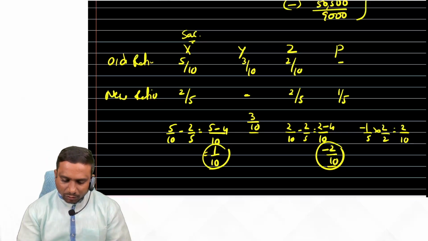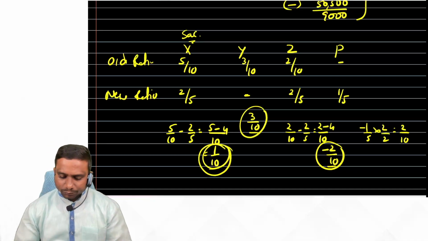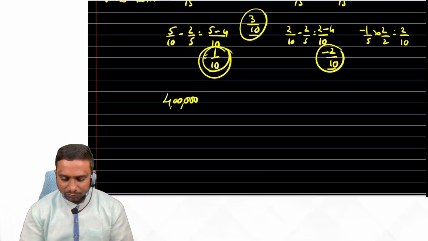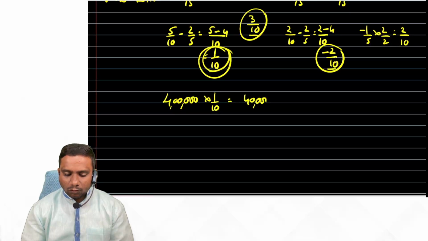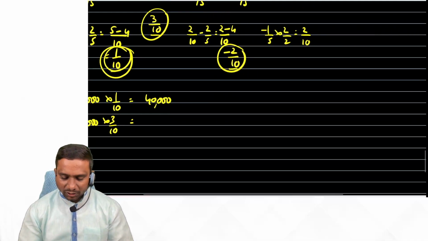Observe here, Y sacrificed 3 by 10 and X sacrificed 1 by 10. Total share sacrificed is 4 by 10. Here Z got 2 by 10 and P also got 2 by 10. Now 4 lakhs is the goodwill, and out of this 1 by 10 is for X. 4 lakh into 1 by 10 is 40,000. And 3 by 10 is 1 lakh 20.